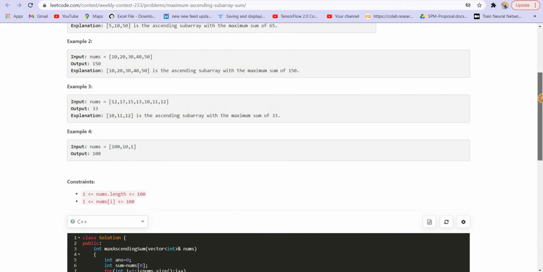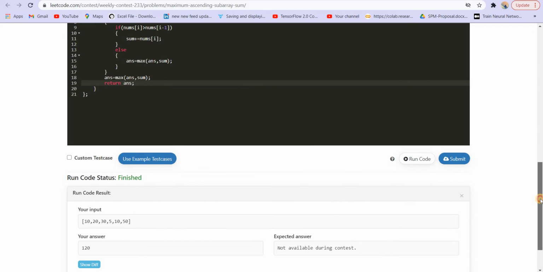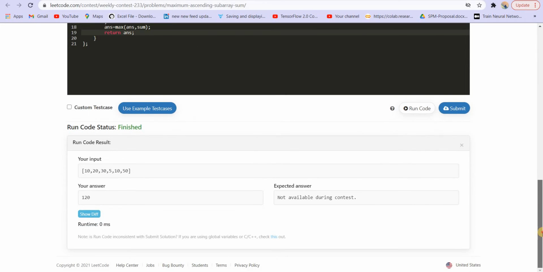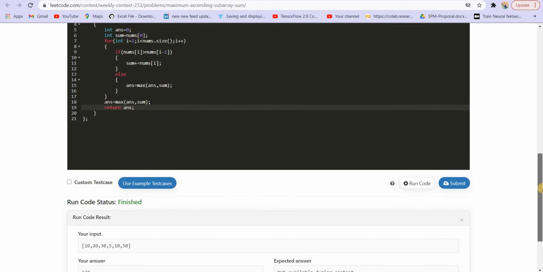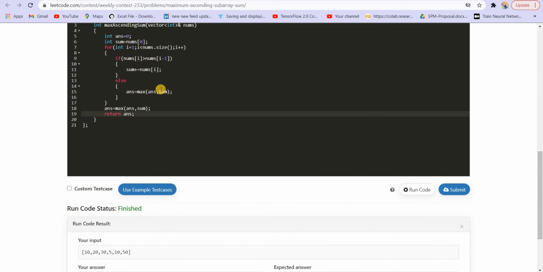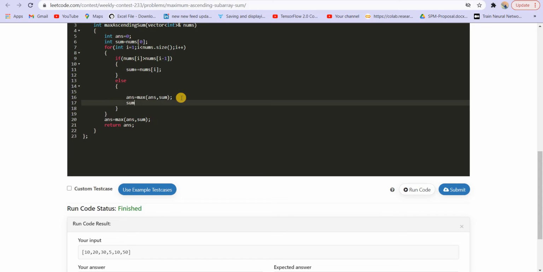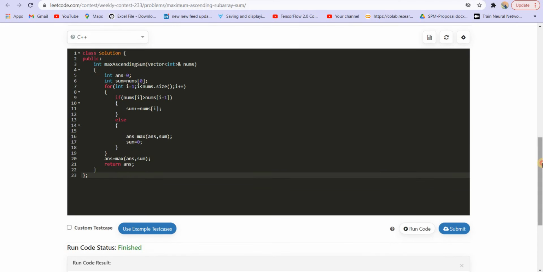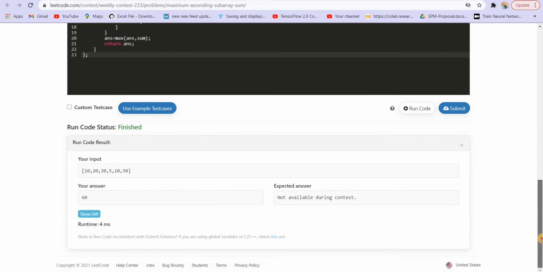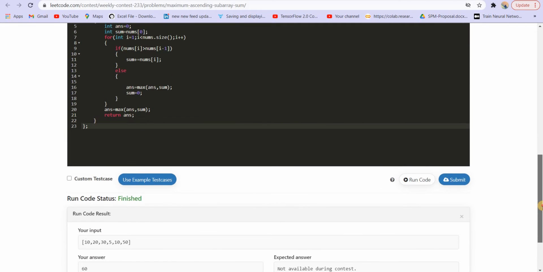It is not giving me the correct answer. When this is not the case, then I should also reset the sum here. Otherwise I will end up taking the summation of the entire array as the answer. So it is giving me 65.